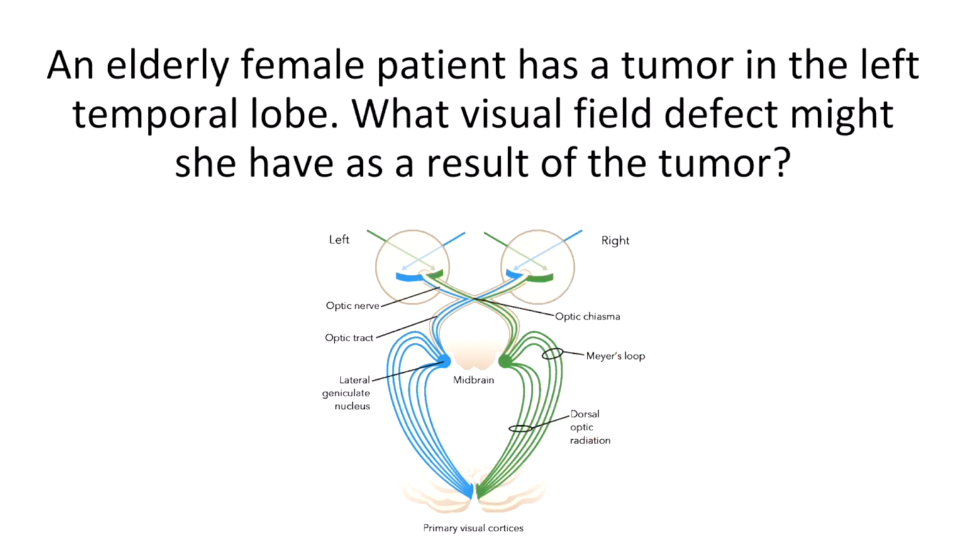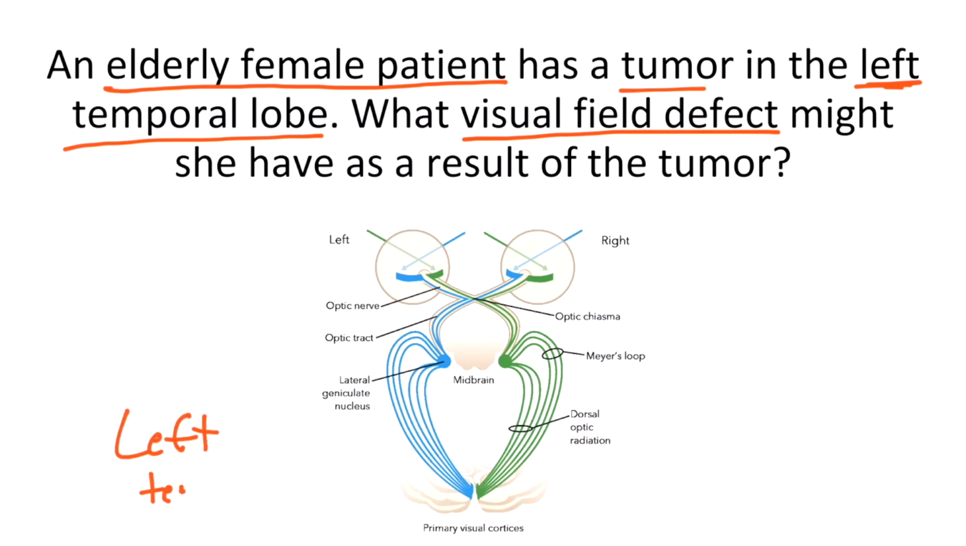So now let's do another question. Let's say there's an elderly female patient who has a tumor on the left temporal lobe. So it's on the left. What visual field defect might she have as a result of the tumor? So we're trying to find the visual field defect. Here we are given the tumor in the temporal lobe, so it's the left temporal lobe.